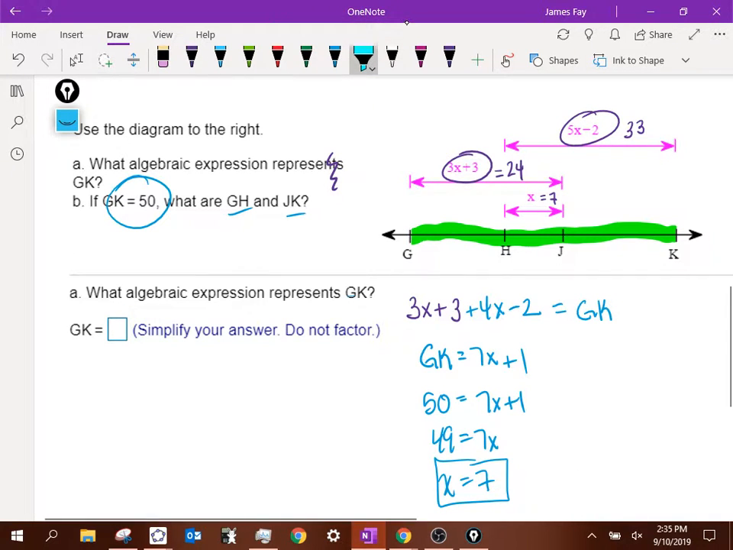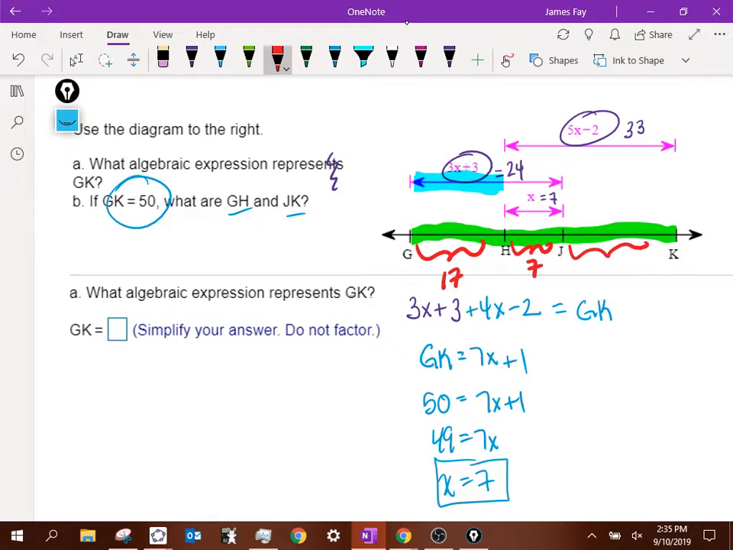So when I'm asked what is G to H, G to H is not 24. I stop how many units short of 24? I stop 7 units short of 24, right? So that should mean that G to H is 24 minus 7. So it should be 17. Is that right? Okay. So G to H is 17. We know H to J, that was x, so that's 7.